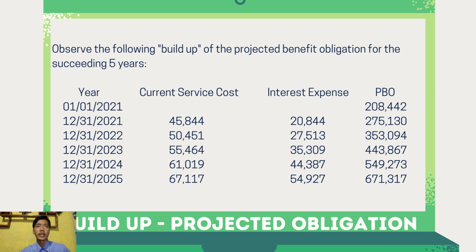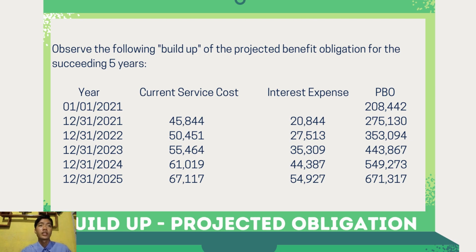So, the interest expense is 10% of the beginning balance. Thus, for 2021, 10% times 208,442 equals 20,844 and so on. So, yung pagka-times ng 10% sa PBO, para makuha yung interest expense, ay ganun lang din yung gagawin sa iba. The PBO is equal to the beginning balance plus current service cost and interest expense.